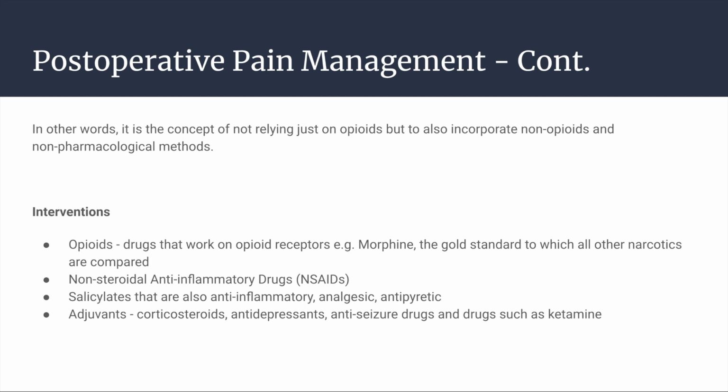Non-steroidal anti-inflammatory drugs are a form of analgesia that also have anti-inflammatory and sometimes antipyretic properties. Also, salicylates are a category of non-steroidal anti-inflammatory drugs which hold the same properties. Adjuvants are drugs that can be used by themselves or alongside other analgesics to treat pain and tend to be used more specifically. These include corticosteroids, antidepressants, anti-seizure drugs, and drugs like ketamine.